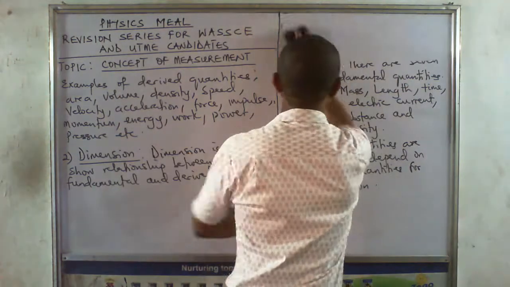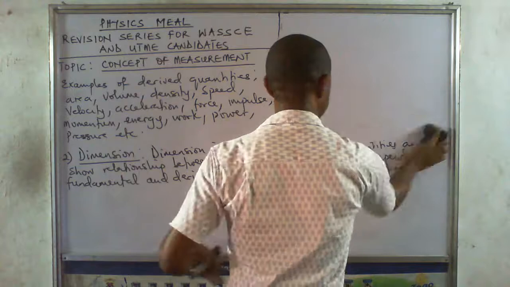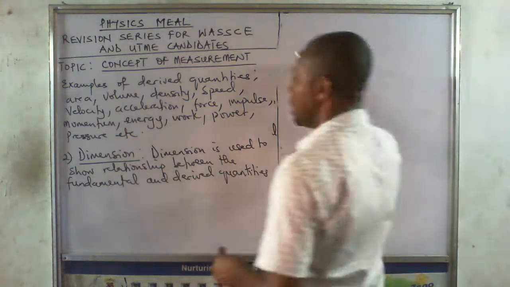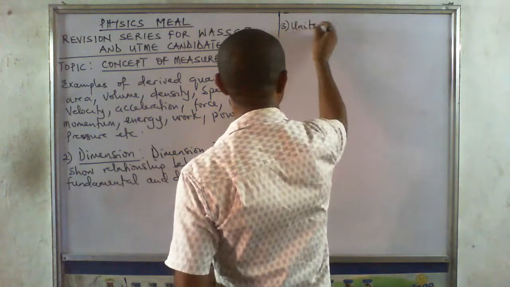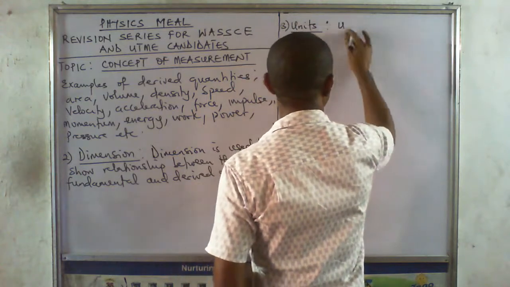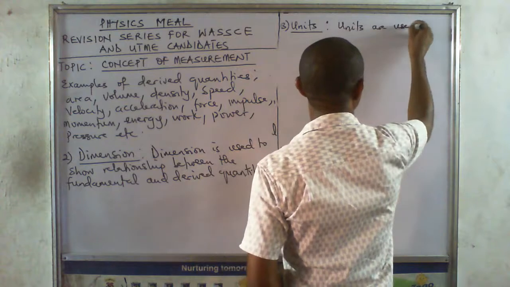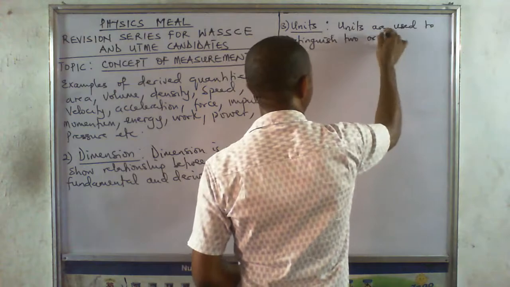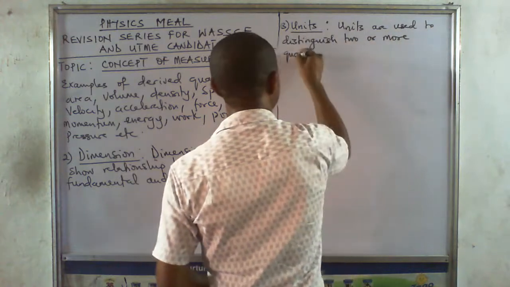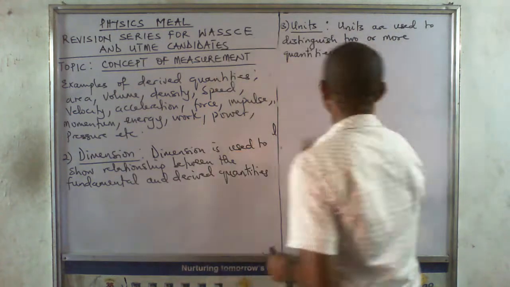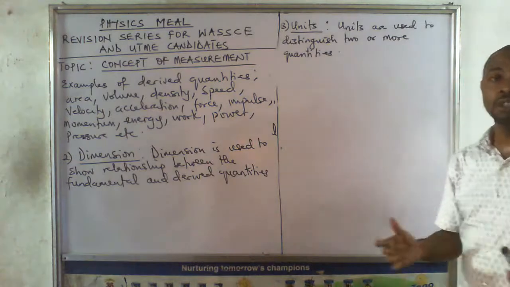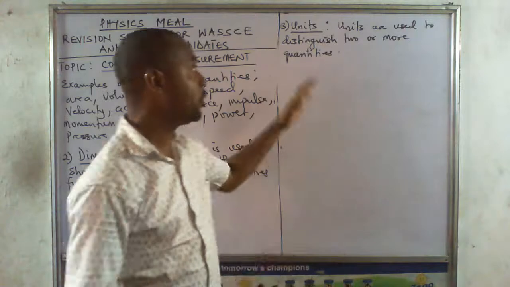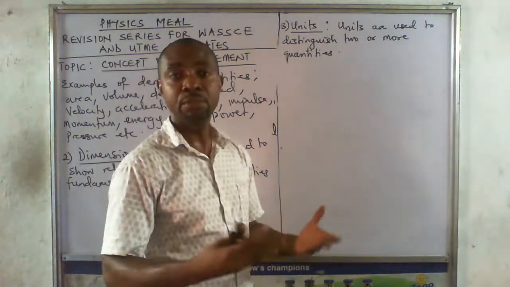So quickly, let's define units, before we look at the units and dimension of fundamental quantities. Units are used to distinguish two or more quantities. If we want to show the difference between two or more quantities, we use units. Dimension we use to relate fundamental quantities and derived quantities, then we use units to show the difference that exists between two or more quantities.